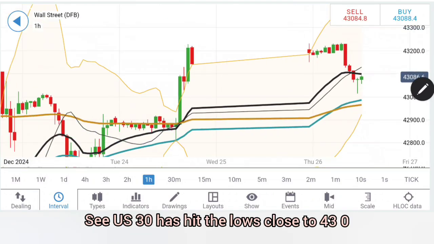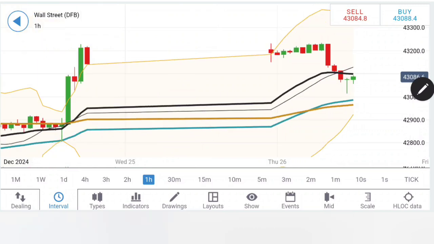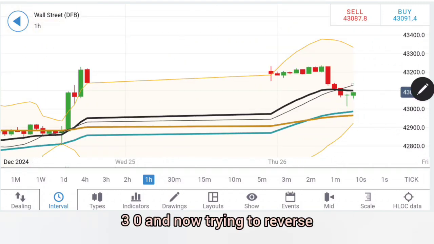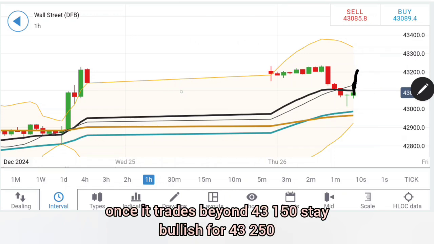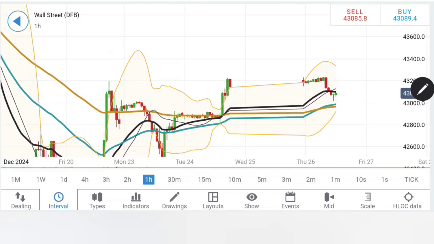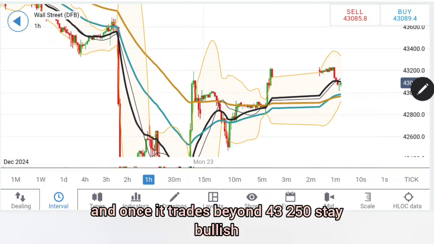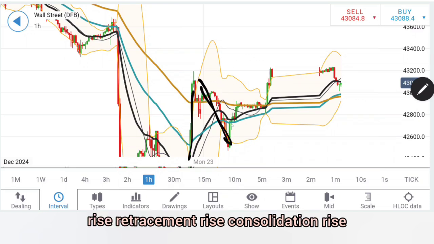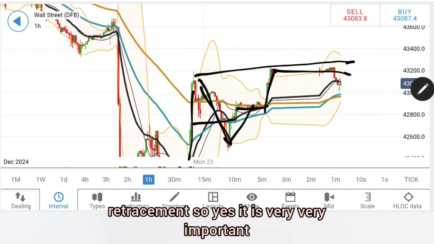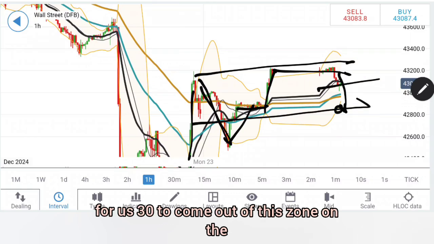See, US 30 has hit the lows close to 43,020, 43,030, and now trying to reverse, and now it is definitely going to be difficult for it to break beyond 43,150. Once it trades beyond 43,150, stay bullish for 43,250, and once it trades beyond 43,250, stay bullish for 43,400 levels possibly. Notice the formation: rise, retracement, rise, consolidation, rise, retracement. So yes, it is very very important for US30 to come out of this zone.